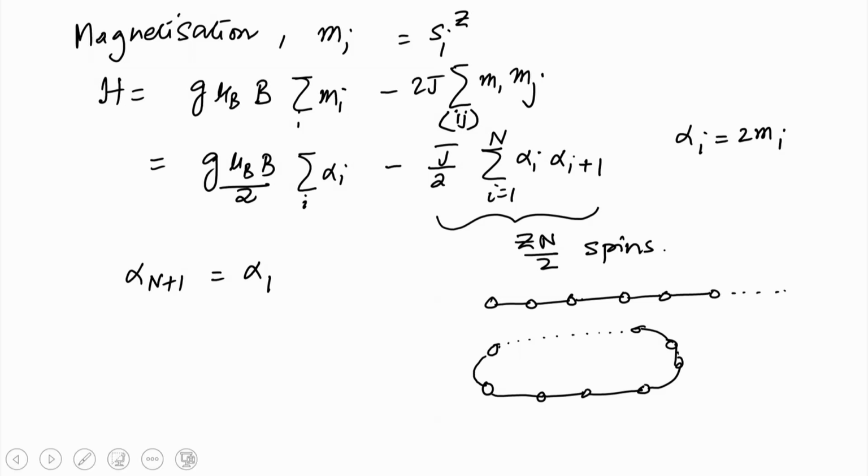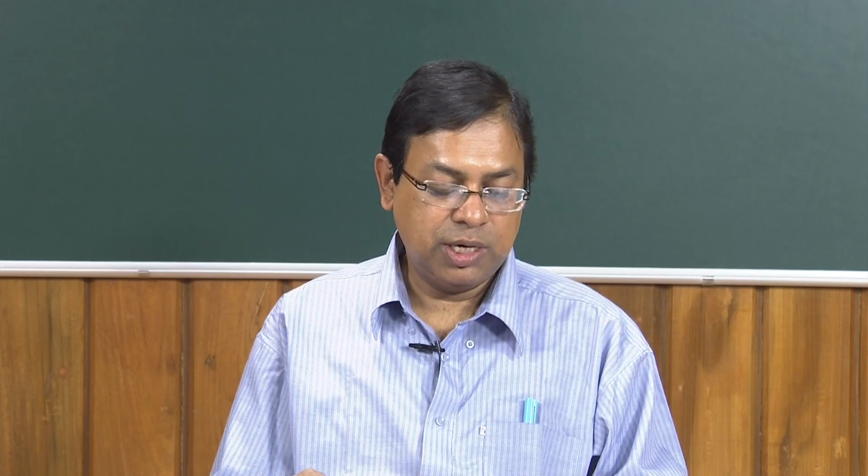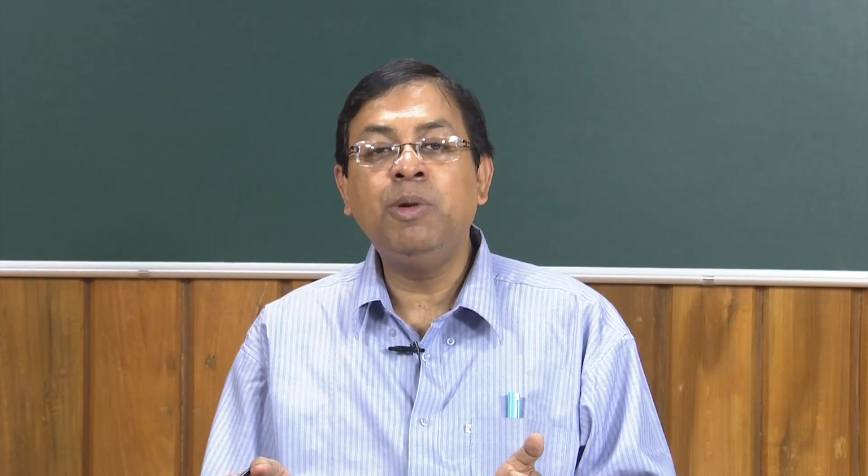Such that alpha_{N+1} equals alpha_1, and this is called a periodic boundary condition. This periodic boundary condition is enforced on the problem in order to solve it. So, this is the open chain, and the open chain has been converted into a periodic, or rather a closed chain, by applying a periodic boundary condition. Now, how to solve this Hamiltonian?